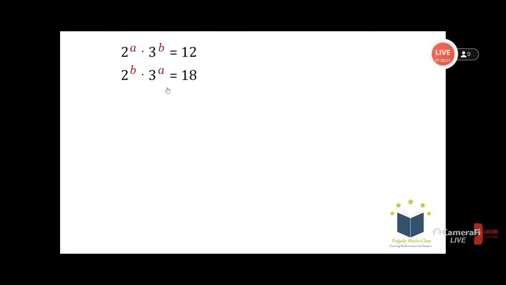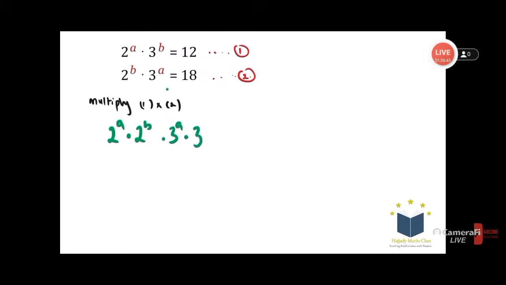So the first thing for us to do is to name this our equation 1 and name this our equation 2. So the first step is to multiply equation 1 and 2. So we multiply 1 by 2. For us to do that, we have 2 to the power of a multiplied by 2 to the power of b multiplied by 3 to the power of a multiplied by 3 to the power of b, equal to 12 multiplied by 18.